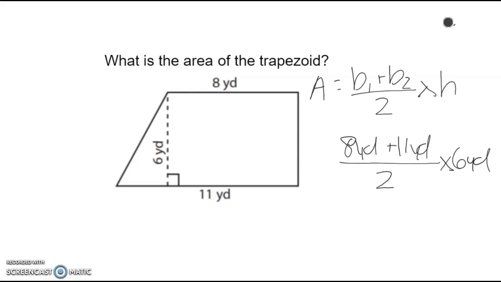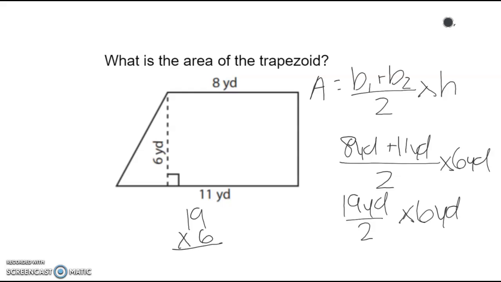8 yards plus 11 yards is going to be 19 yards divided by 2, again, times the 6 yards. I can go ahead and multiply 19 times 6. I'll do that over here. That's a 54, carry the 5. That's 114 yards squared, and then I'm going to divide that by 2.